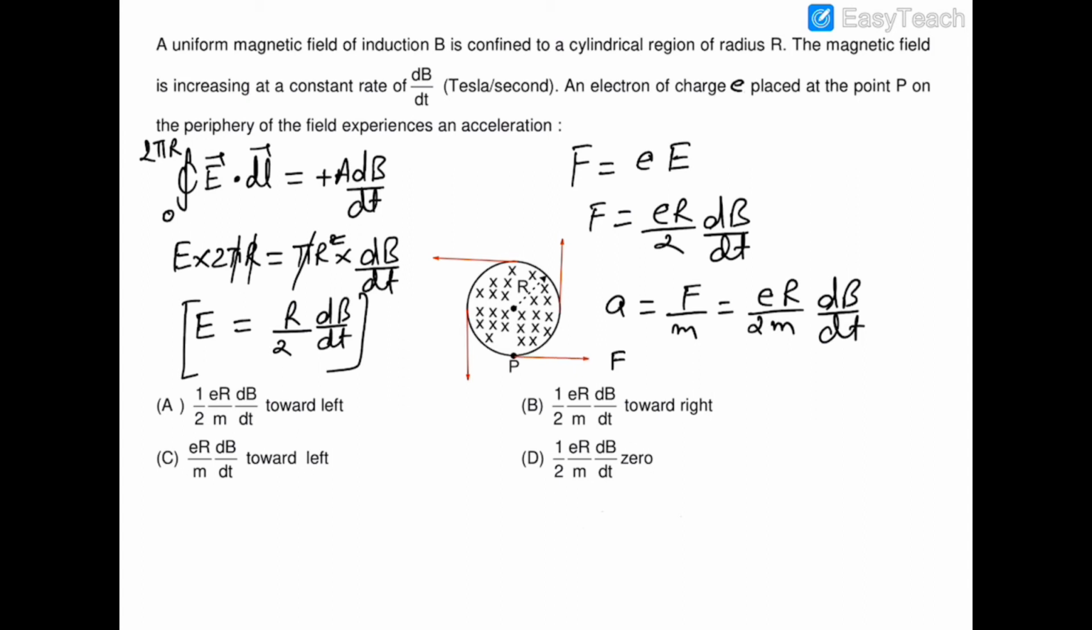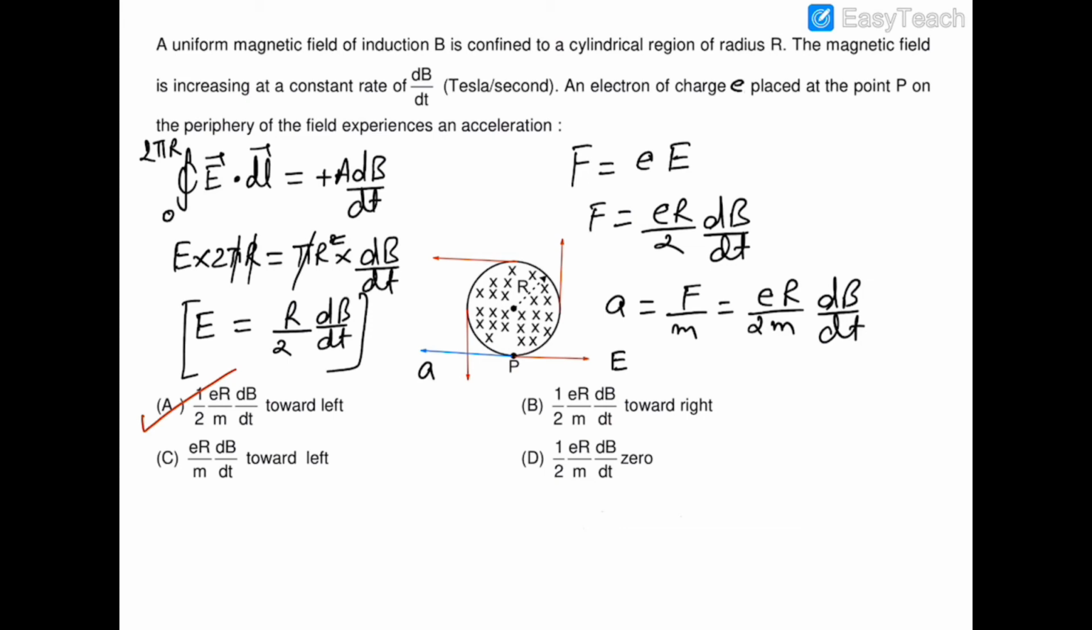So if this is the electric field, then the force acting on a negative charge in the electric field is always in the opposite direction of the electric field. So the force and the acceleration of this electron would be in the opposite direction. So it would be towards left, and this would be the acceleration A. So the correct option will be option number A.